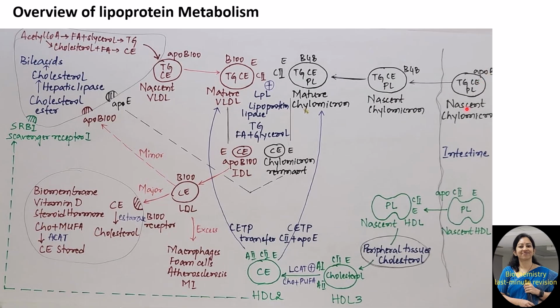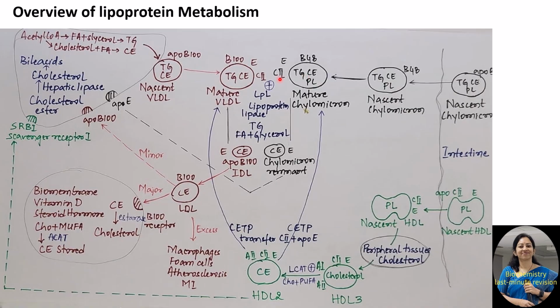and this has ApoB48 on its surface. Now this nascent chylomicron is initially released into lymphatics because the size of the chylomicron is very large, which will not fit into the size of the capillaries. So it is initially released into lymphatics, and through the subclavian vein it enters into general circulation. Now HDL2 transfers apolipoprotein C2 and E to nascent chylomicron, so that it gets converted to mature chylomicron.